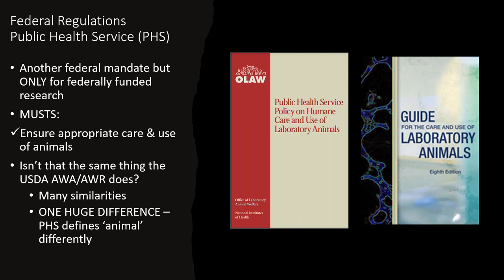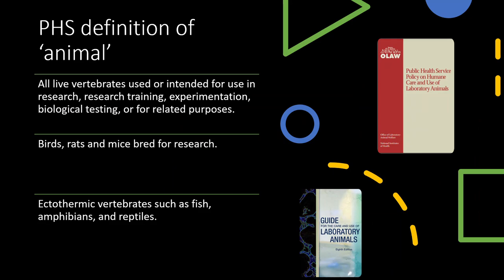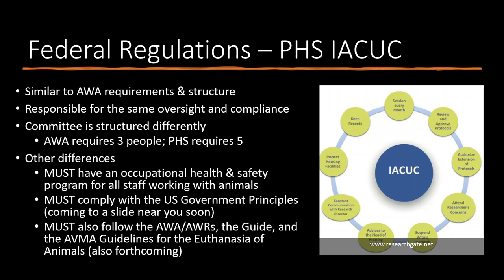PHS policy defines what an animal is differently. It applies to all live vertebrates used or intended for use in research, research training, experimentation, biological testing, or related purposes. Unlike the AWA, this includes birds, rats, and mice bred for research, as well as ectothermic vertebrates such as fish, amphibians, and reptiles. Also, the composition of the Institutional Animal Care and Use Committee, IACUC, differs between the two.